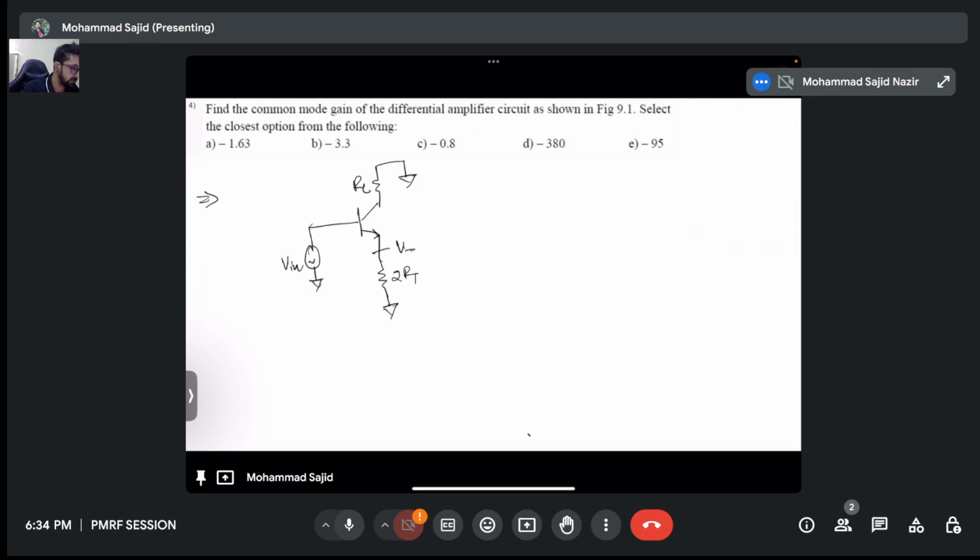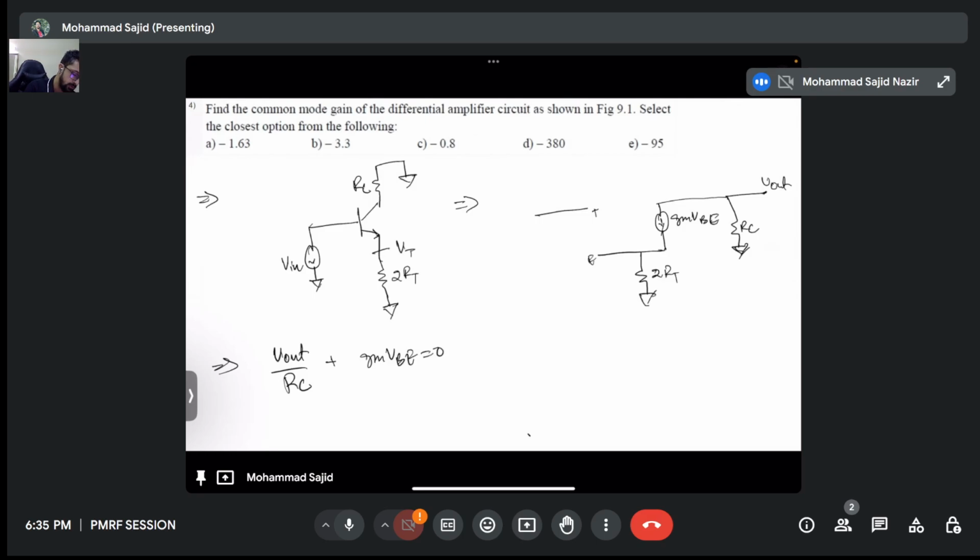So this is my circuit, and for the circuit, we can just calculate the gain if I draw the final circuit. This is the base, and the emitter, and this is my RC. This is my output. If I write from the KCL, V0 by RC plus GM VE is equal to 0. So this basically means V output will be minus GM RC VE.